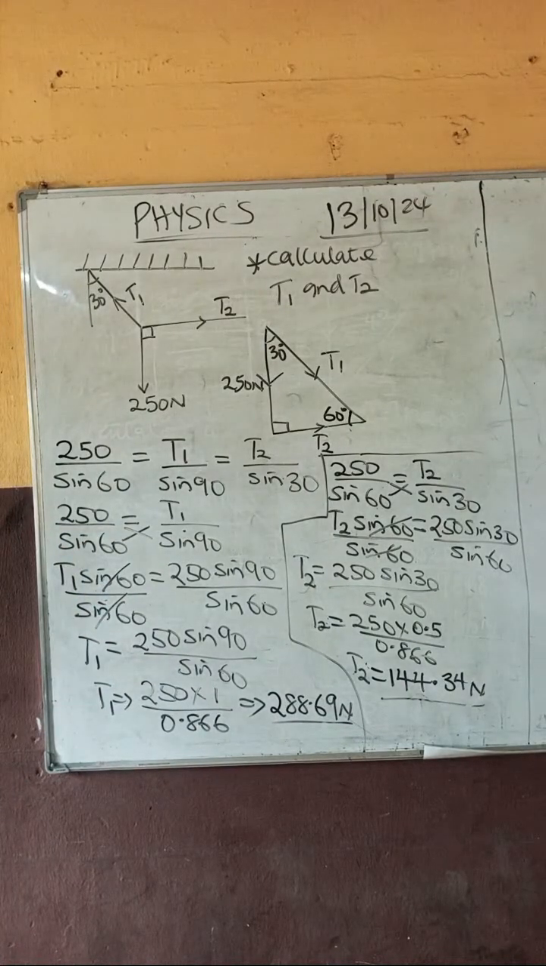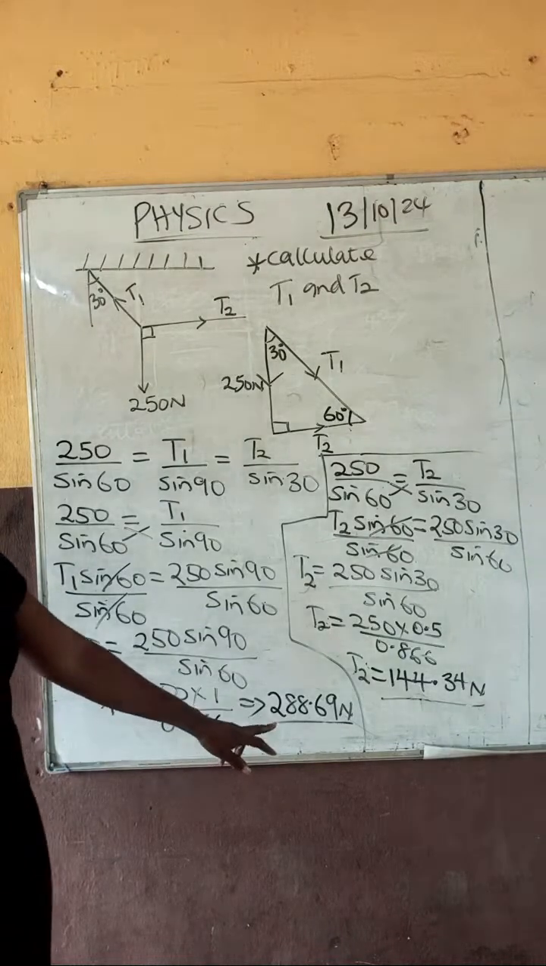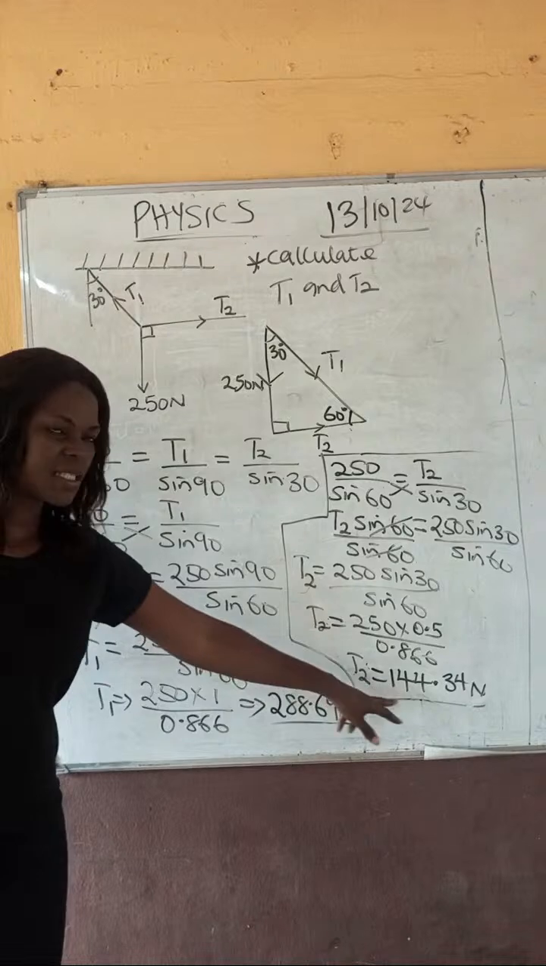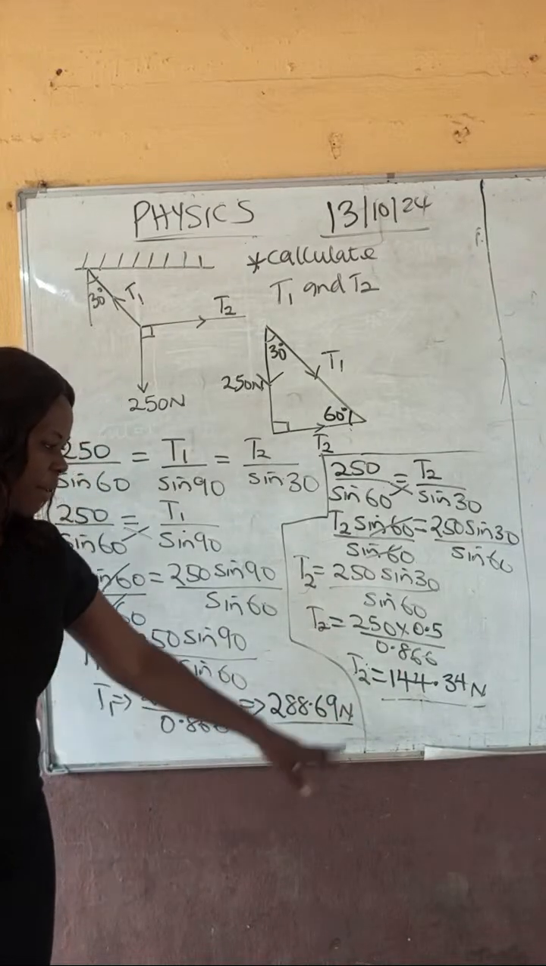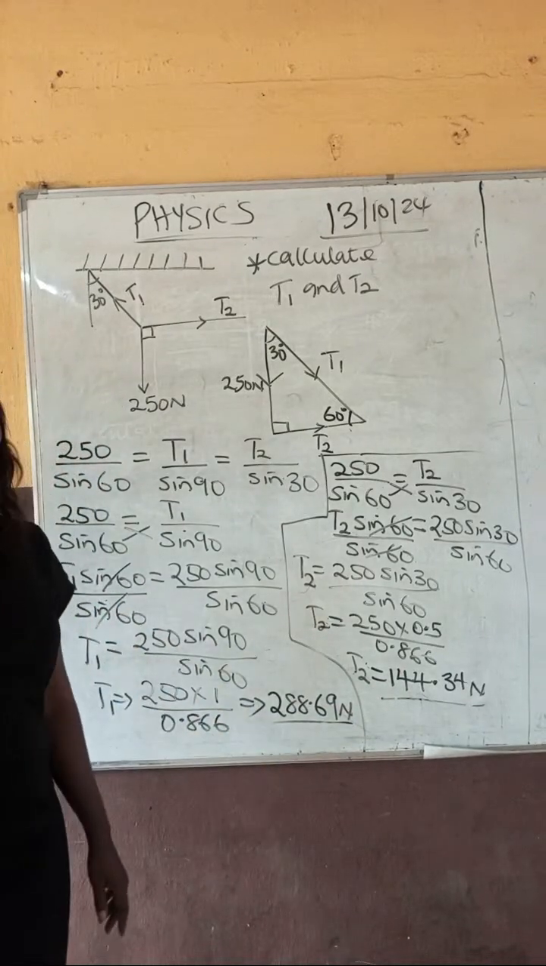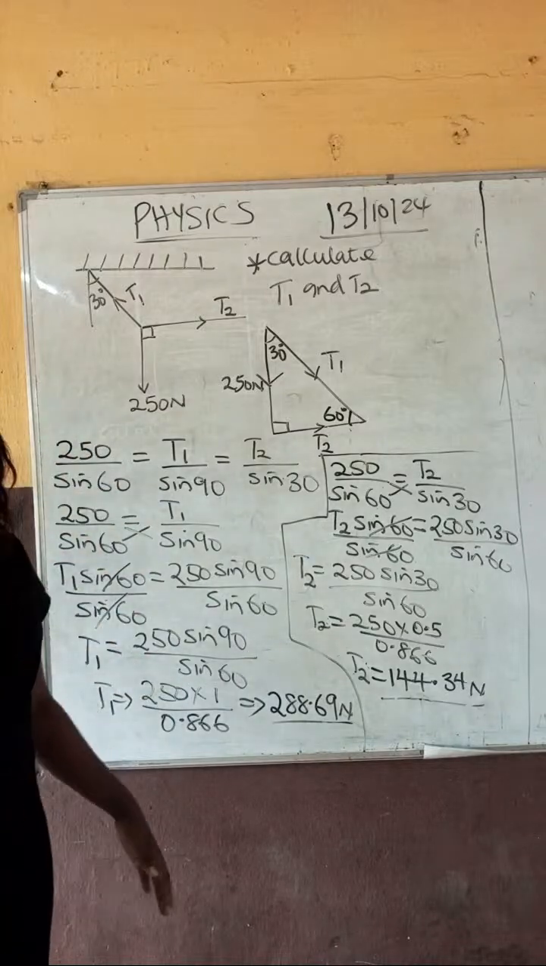While my T1 is 288.69 newtons. Wow. It's as if this is twice of this, right? When you multiply by 2, you're going to get something like this. All right, so this is how you can solve problems on the triangle of forces.